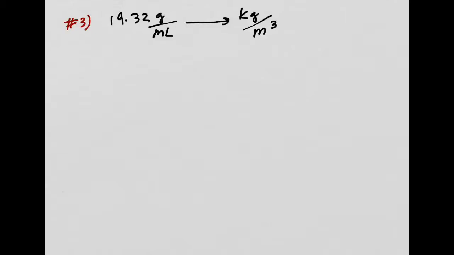Next one. I'm going to do one more and then I'm going to do a big problem to bring everything home. Here's our next problem. I have 19.32 grams per ml density. I want to convert it to kilograms per meters cubed. All right, pause me, do this on your own, and then check your answer with me.